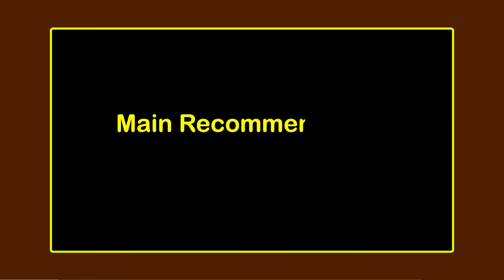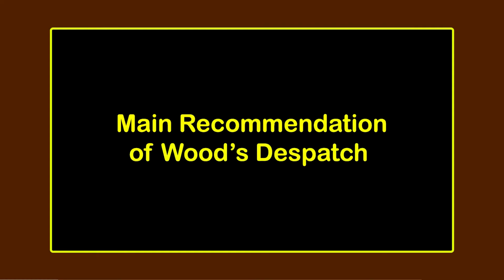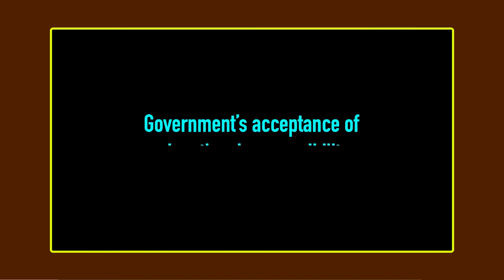Dear students, let's have a look over the main recommendations put forward by Wood's Despatch. Wood's Despatch is a long report of 100 paragraphs in which all the important educational points have been dealt with in detail. Sir Charles Wood declared that in India, the British had to deal with a race of people slow to change, bound up by religious prejudice and antiquated customs. Therefore, the British approach to the subject required a change, for which he made the recommendations in his despatch, which included, number first, government's acceptance of educational responsibility.